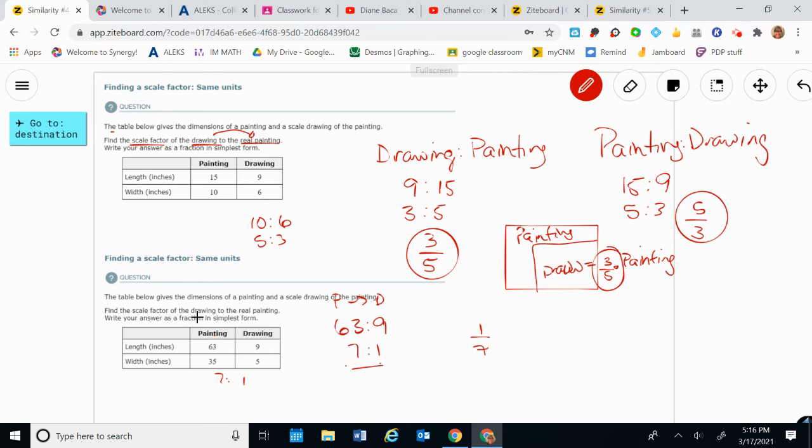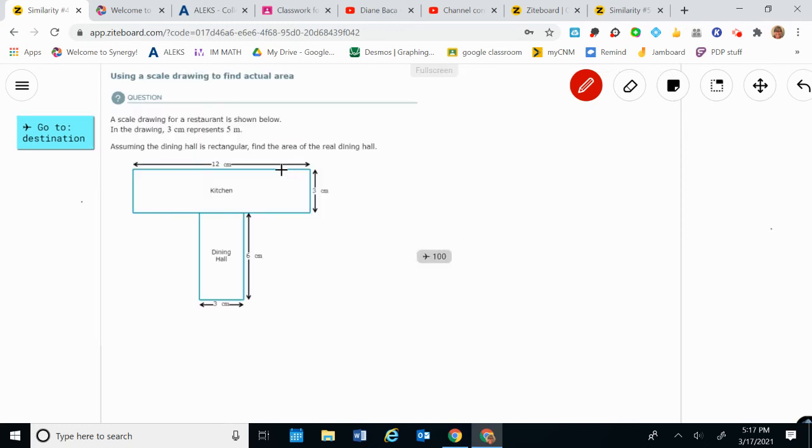So it's kind of backwards from what we would think. See, it's not 7 to 1, it's 1/7. And here it says to find the scale factor of the drawing to the real painting. That's 7 to 1. Do you see why it's backwards? So the answer here would actually be 5/3, right? Because we want to go from the drawing to the painting. To get from 9 to 15, we would have to multiply by 5/3. You get 45 over 3, which is 15. If we multiply 6 by 5/3, we'll get to 10. Do you see how you actually compare them in the opposite way but get the scale factor? I hope you guys got that. Okay, here we go, scale drawing.